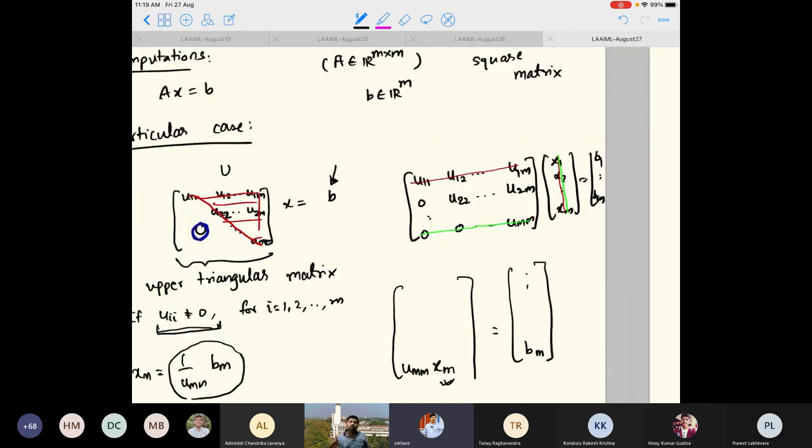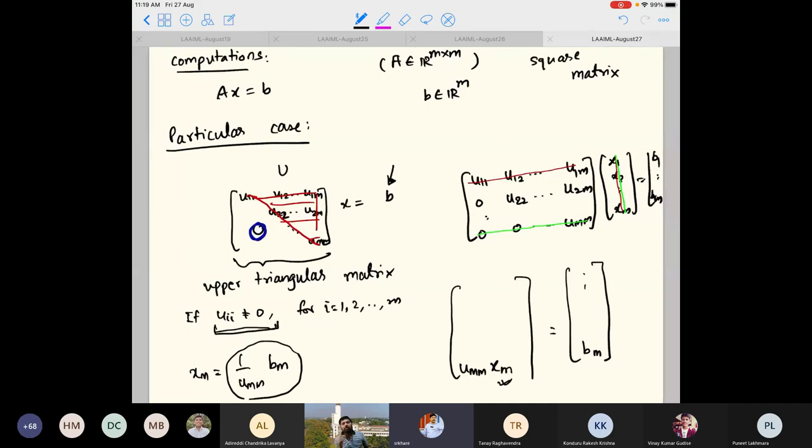But unfortunately, what is the problem? The problem is that almost always when you want to solve the system of equations Ax = b, the given matrix A will not be in this canonical form. It will not be an upper triangular matrix, or a lower triangular matrix. Then what should we do?